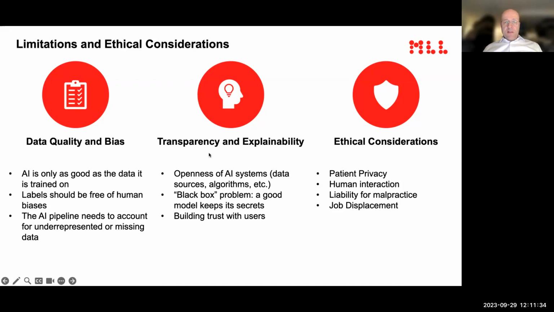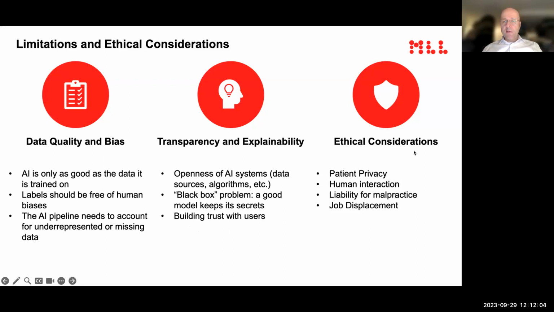Then transparency and explainability are important aspects. Openness of AI systems, data sources, algorithms, etc. The black box problem: a good model keeps its secrets, but at the same time, it has to build trust with users. And if the user can somehow understand what the AI system does, its acceptability will be better.